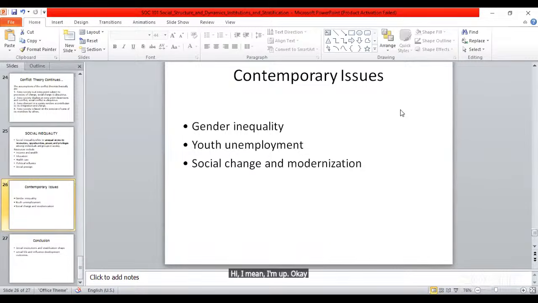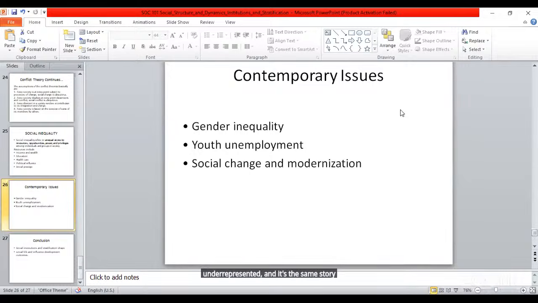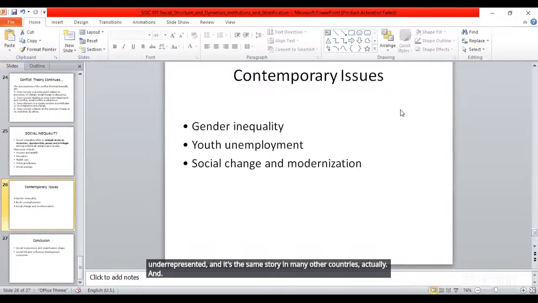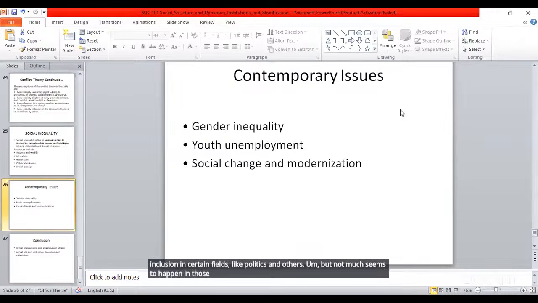Thank you, Ma, for the opportunity. Gender inequality in modern times is a problem because, like you mentioned earlier, in the field of politics, especially in Nigeria, women are massively underrepresented, and it's the same story in many other countries. Over the last few years, you have seen a rise in people advocating for more female inclusion in fields like politics and others, but not much seems to happen in those areas. So that's how I would say gender inequality is a problem now.